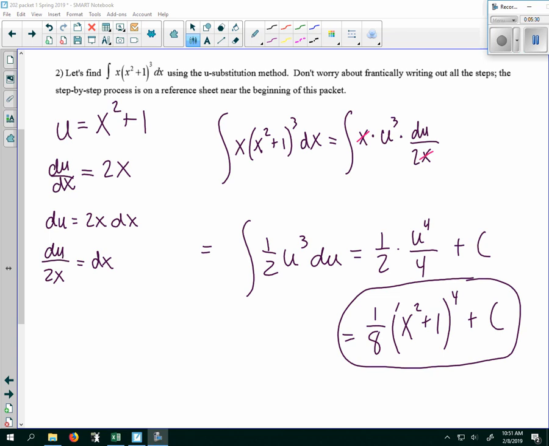So yeah, we plug in our u's and du's. All your x's should cancel at this point. If they don't, you've chosen a bad u, or u substitution just isn't going to work. Integrate in terms of u and then substitute back in.